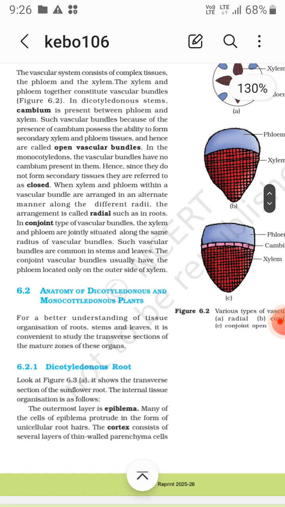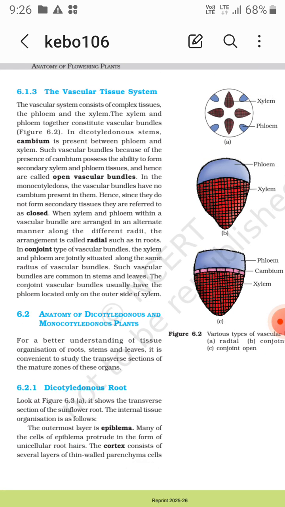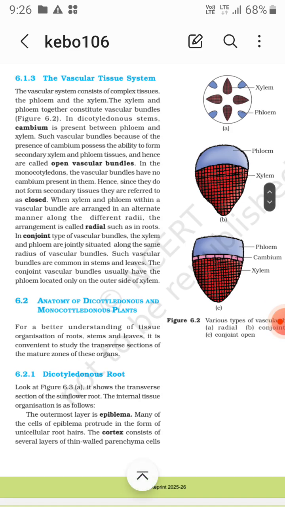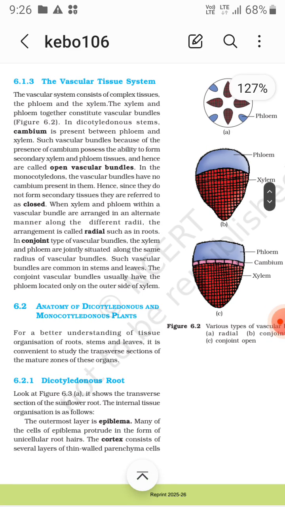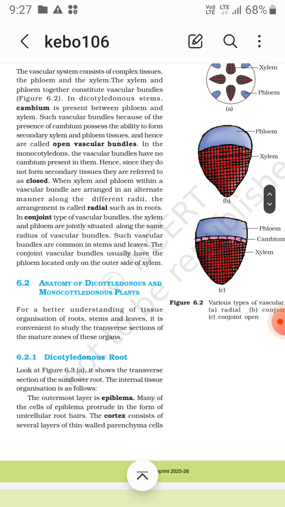Now the third system is the vascular tissue system. The vascular tissue system consists of complex tissues, the phloem and the xylem. The xylem and the phloem together constitute the vascular bundles. In the dicot stem, cambium is present between the phloem and xylem. Because of the presence of cambium, such vascular bundles possess the ability to form secondary xylem and phloem tissues, and hence are called open, because they are open to secondary growth.